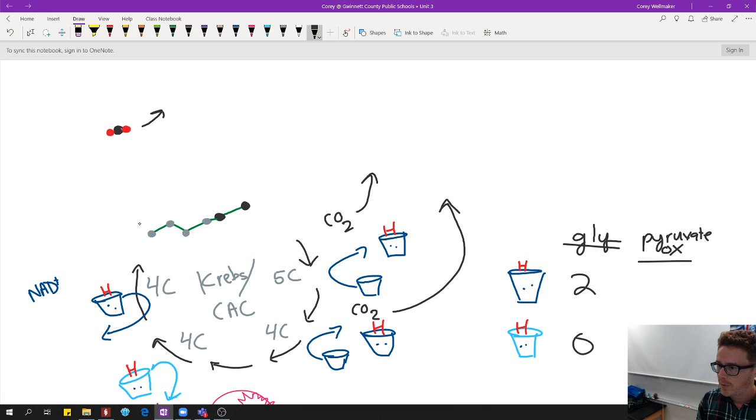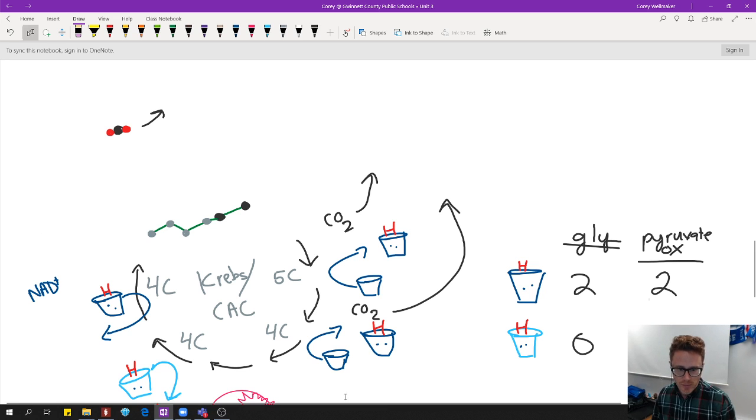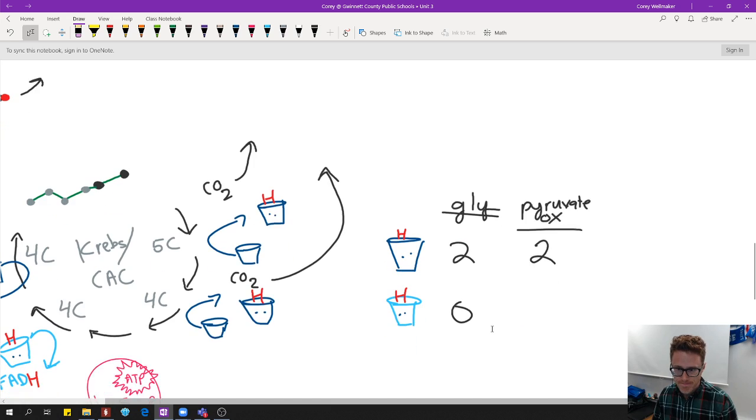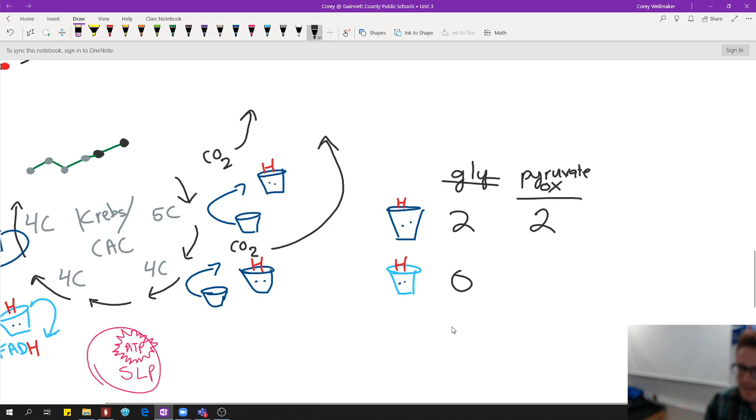Now, if you remember, for pyruvate oxidation, we get the production of 2 NADH. When pyruvate is oxidized, a carbon dioxide leaves, and then the 2-carbon that's left over is fed into the citric acid cycle. What's actually oxidizing it is NAD+, and that's going to turn it into NADH. So we get 2 NADH from pyruvate oxidation. We don't get any FADH2 production.